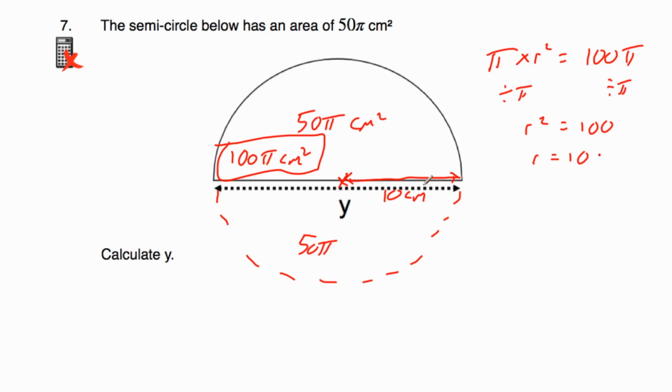Now we were asked to calculate y the whole way across, so that's going to be 20, because 10 times 2 is equal to 20. So that means that y would have to be equal to 20 centimeters.